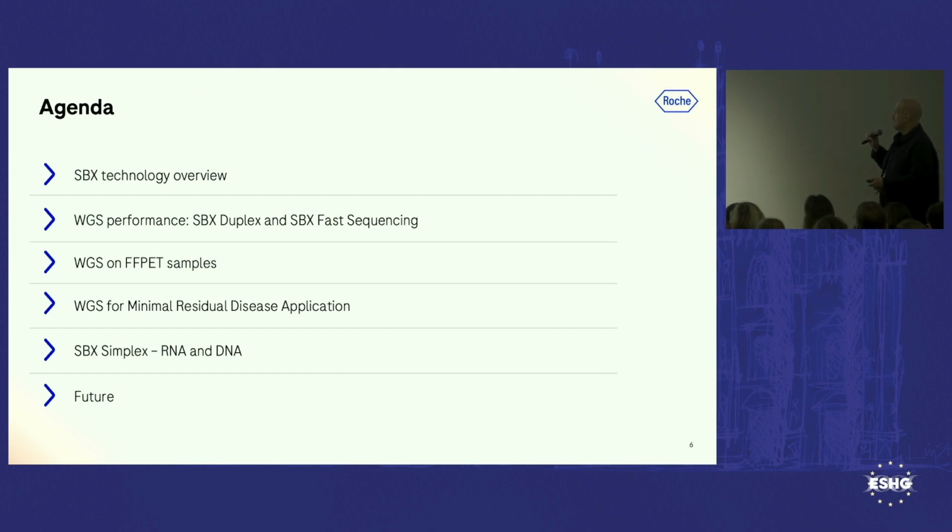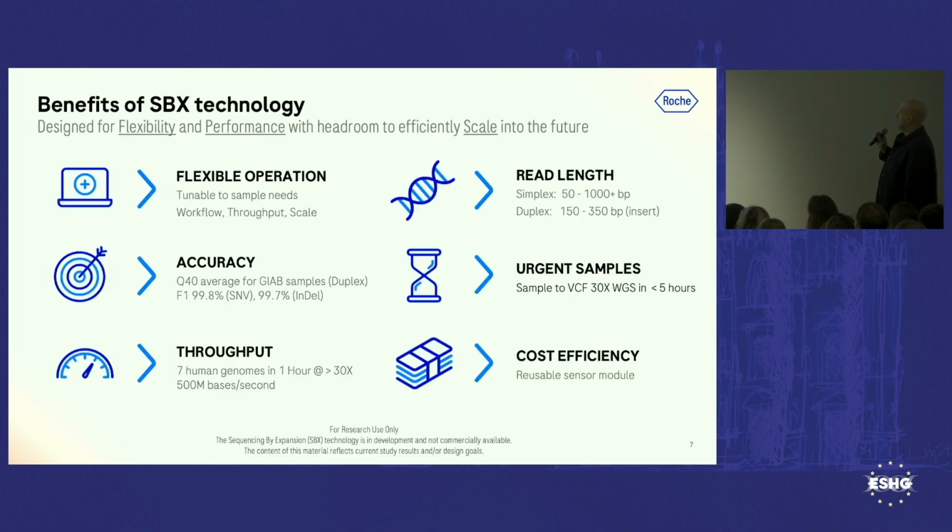So in that sense, I'll just really touch on the technology overview a lot faster this time, and try to go through it pretty quick, because I want to focus on some of the data we're going to show today. We'll do an update on the SBX duplex and the fast sequencing approaches. We've actually improved the data from even 2 or 3 months ago, and I think that'll be the theme as we continue to advance the technology. We'll show our first ever FFPET data that we generated using our duplex approach, as well as MRD, and then finish off with some simplex applications of RNA and DNA. So that'll be the agenda for today.